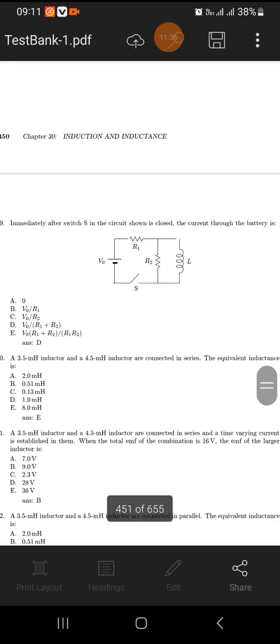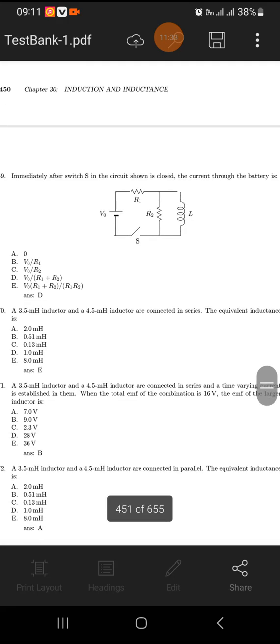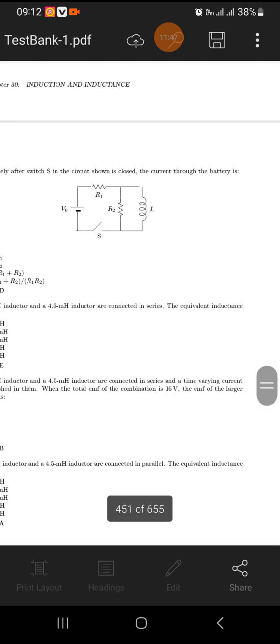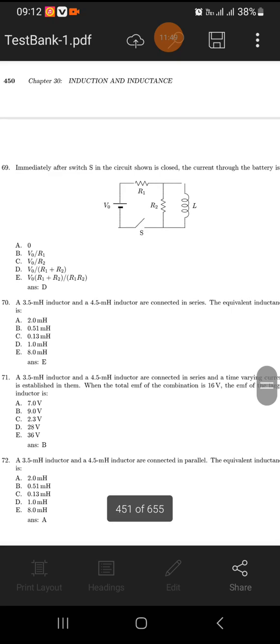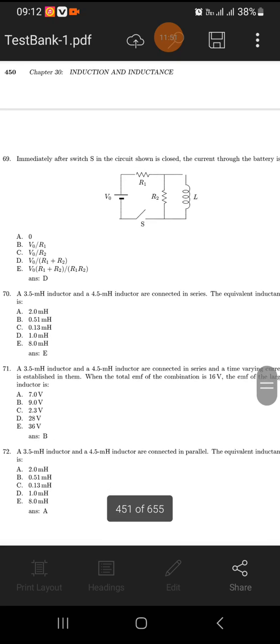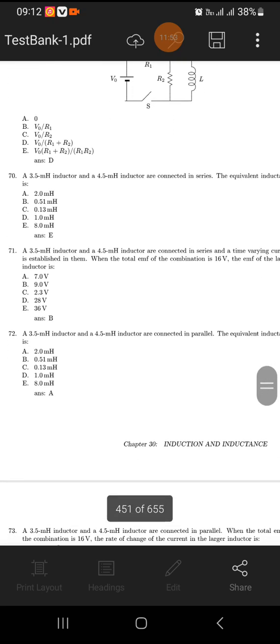Number 70 now. We are finishing. A 3.5 millihenry inductor and a 4.5 millihenry inductor are connected in series. So the equivalent inductance is what? It is E, which is 8.0 millihenry.